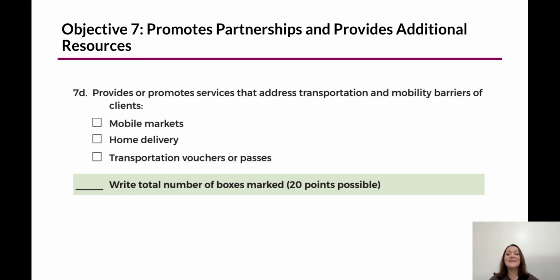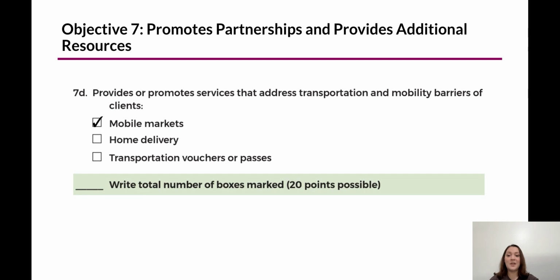Finally, we have section 7D. This section is looking at whether the pantry provides or promotes services that may assist neighbors with mobility challenges or transportation needs. These services help make it easier for neighbors to access food, especially if they lack reliable transportation or are presented with mobility issues that prevent them from being able to visit the pantry.